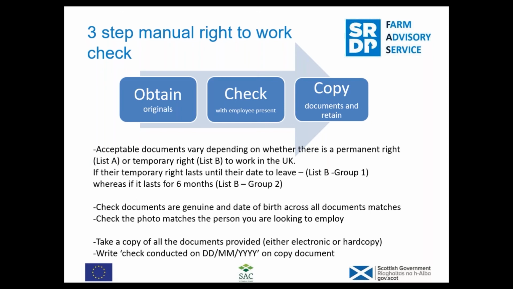www.fas.scot. And when the home page comes up, there's a blue toolbar along the top. On that toolbar, you would look to click Rural Business. At that point, various boxes would appear, and one box would be employing people. If you click on that, there's various subsections. One of them is right to work and EU nationals, I think is maybe the term used. So click on that, and in there you'd get various web links, one of which would be a right to work checklist and also an employer's guide for carrying out these checks.